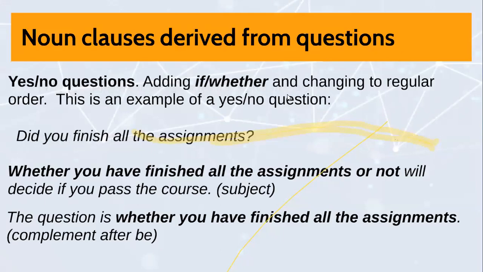Then we have some noun clauses which can be derived from questions, okay? And in the first example, we have yes and no questions. Yes and no questions can be turned into noun clauses by adding if or whether and removing the question order, okay? So let's take a look at a question like, did you finish all the assignments? As you can see, this is a yes-no question because it can be answered by yes, I did, or no, I didn't, okay?